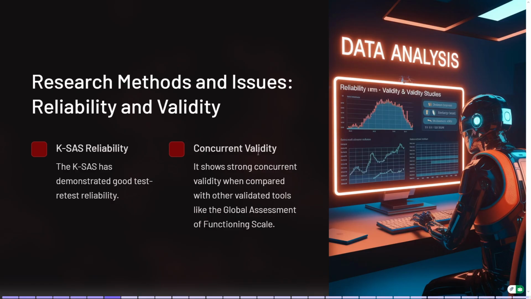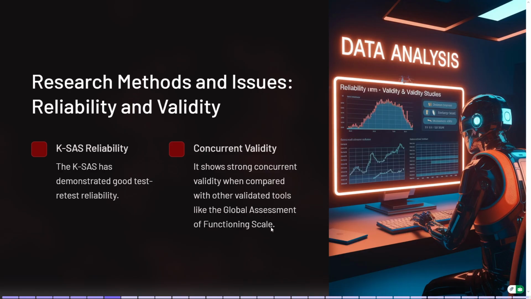What about concurrent validity? Concurrent validity means having a relationship with a similar scale or a similar measurement. The relationship can be either positive or negative. Now let's look at it. It shows strong concurrent validity when compared with another validated tool like the Global Assessment of Functioning scale.